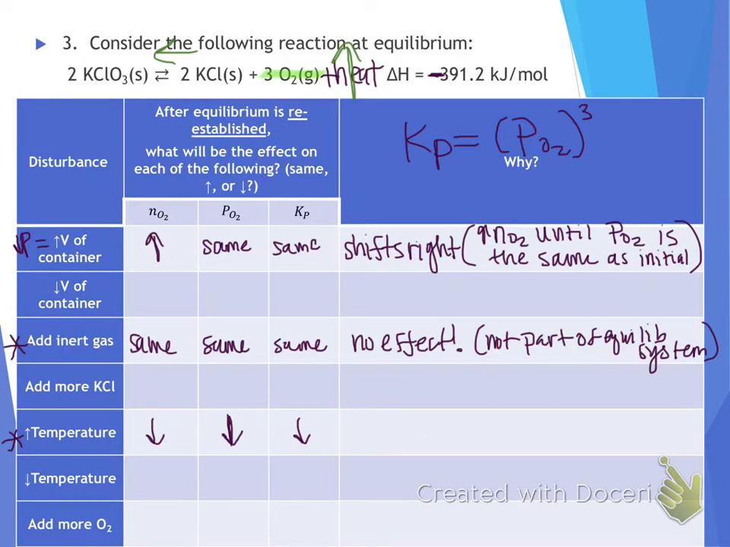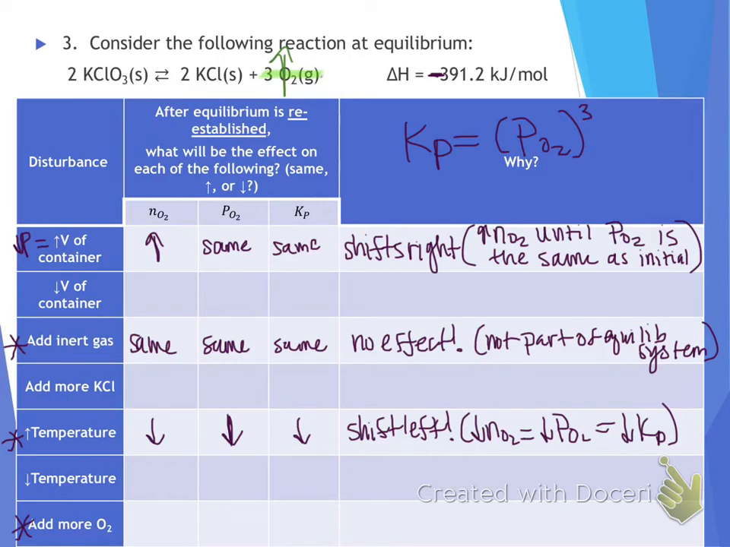So on this one, again, as we added that heat, that caused us to shift left. Left, we're going to be turning products into reactants, using up some of our NO2, our moles of O2. If we have less moles of gas, we're going to have a lower pressure of that gas, and our Kp will be lower as well. All right, last one real quick, adding more oxygen.